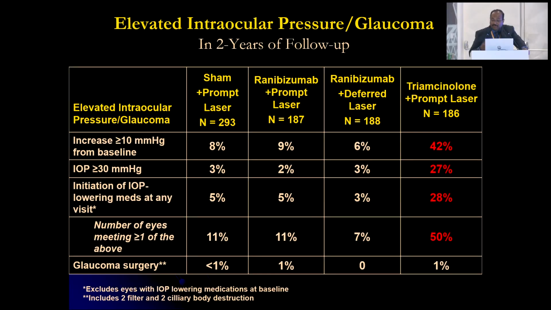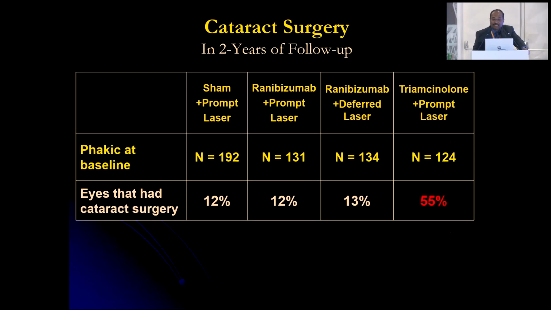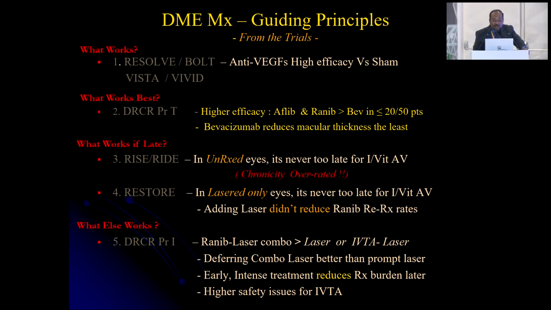Also, issues of elevated intraocular pressure, glaucoma, as well as cataracts were only seen in the IVTA arms. So basically, the takeaways: ranibizumab laser combination was better than laser, better than IVTA laser. Deferring combination laser was better than prompt laser. And early intense treatment, this is important, reduces treatment burden later. Of course, higher safety issues were seen for IVTA.